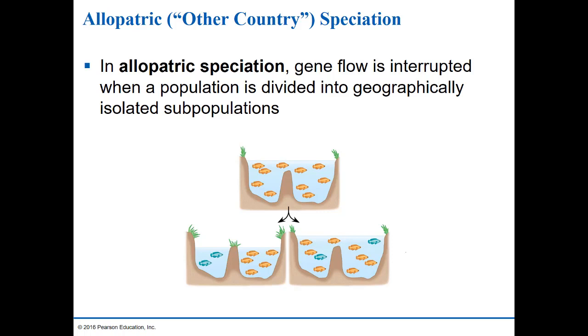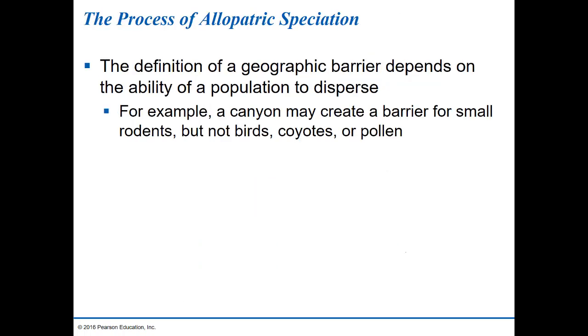There's an earthquake and a huge canyon is formed, and now two species of deer can't reach one another. Over time, because genetic flow is not occurring between the two, they may turn into two different species. The definition of a geographic barrier depends on the ability of the population to disperse.